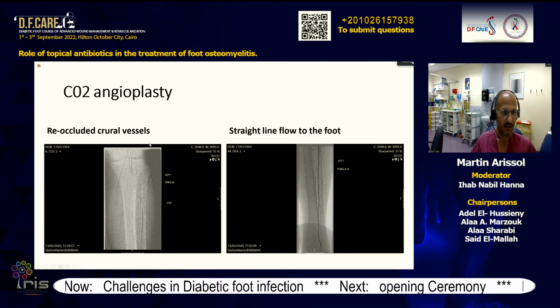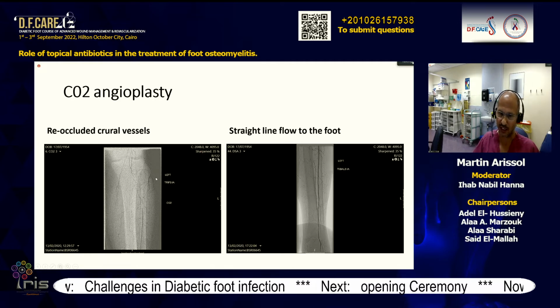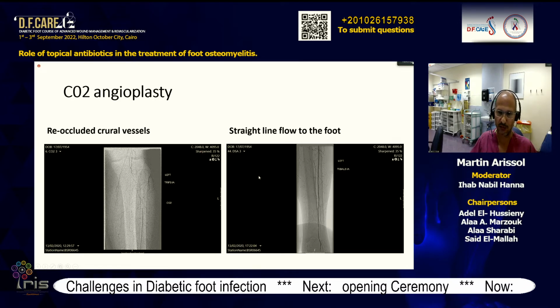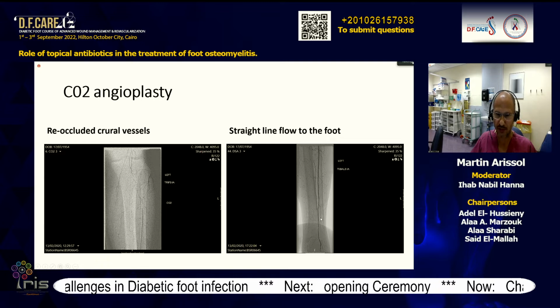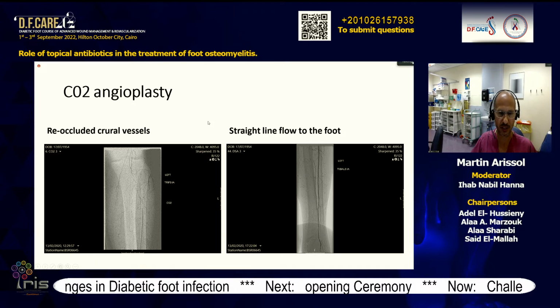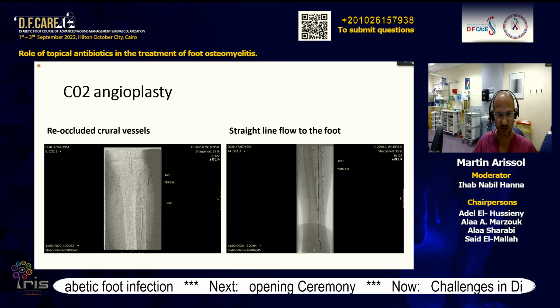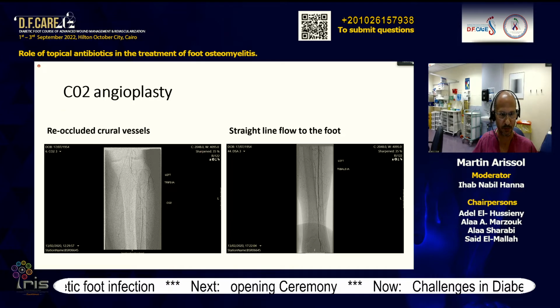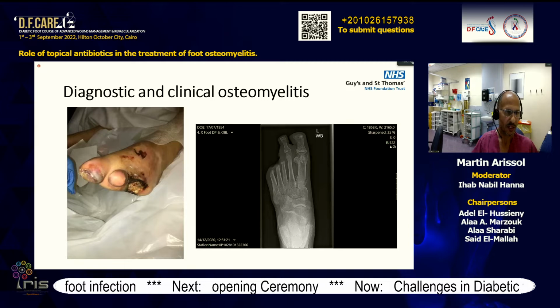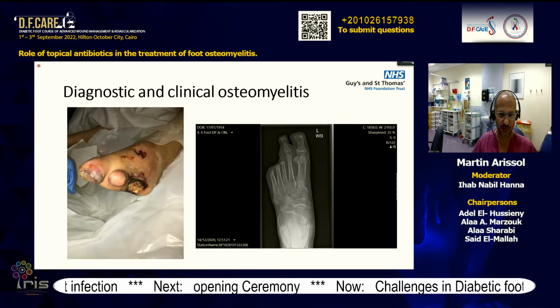And as you can see, the interventional radiologists are excellent at getting good flow back to the foot. I can't show you the foot pictures on this image here, but I can assure you there was better flow to the foot, straight line flow to the foot, but obviously microvessel circulation was still going to be an issue. So now we have flow to the foot of this patient.